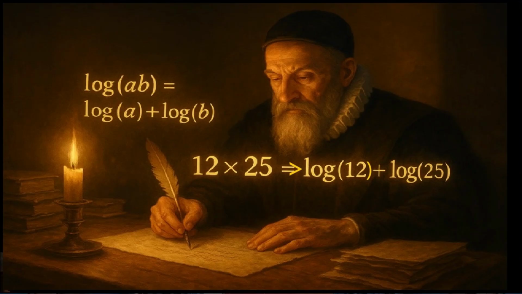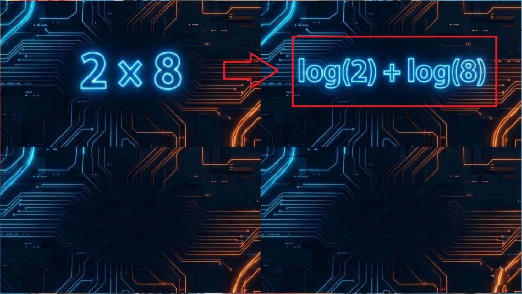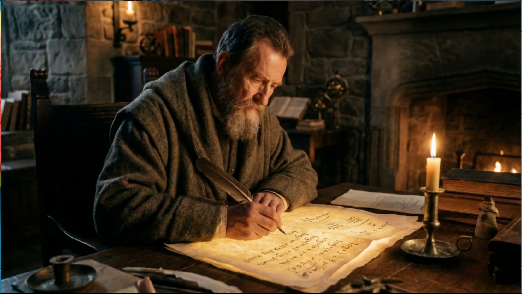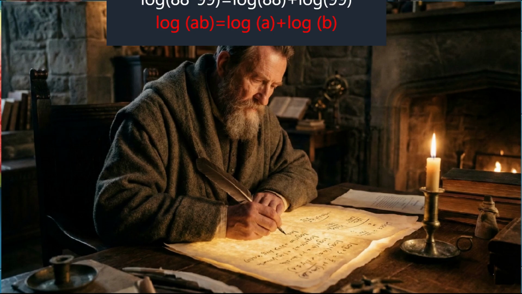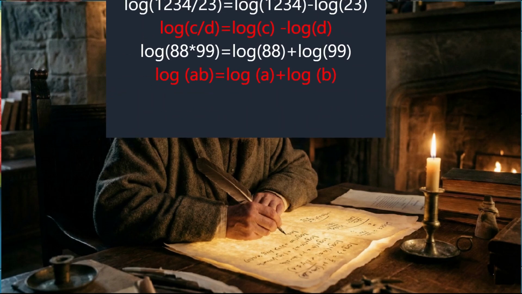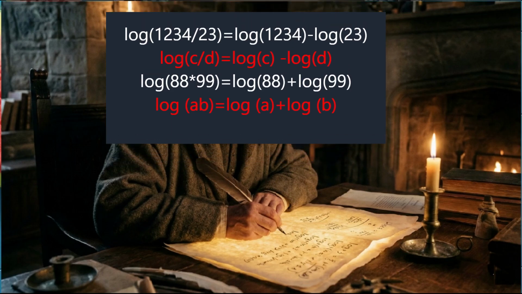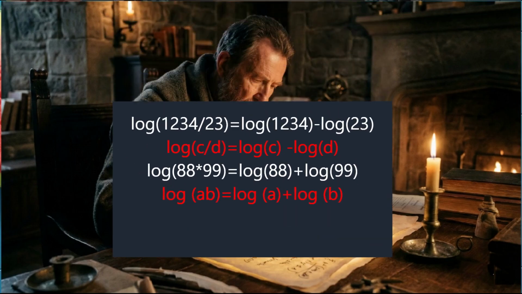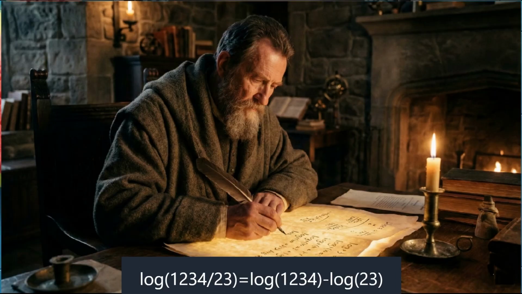In 1614, a Scottish mathematician named John Napier introduced an idea that would change the world. His insight was simple yet revolutionary. Multiplication could become addition. Division could become subtraction. Instead of multiplying large numbers directly, Napier proposed a system where every number was assigned a logarithm, a companion value. And by adding these logarithms, one could multiply the original numbers instantly.